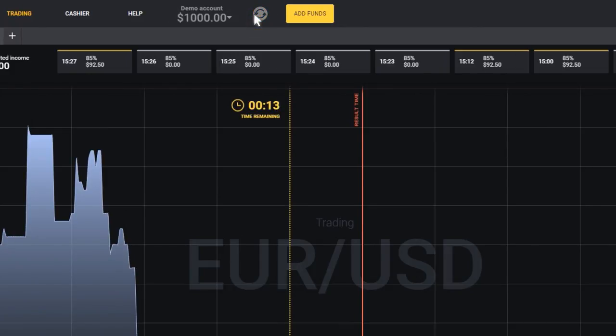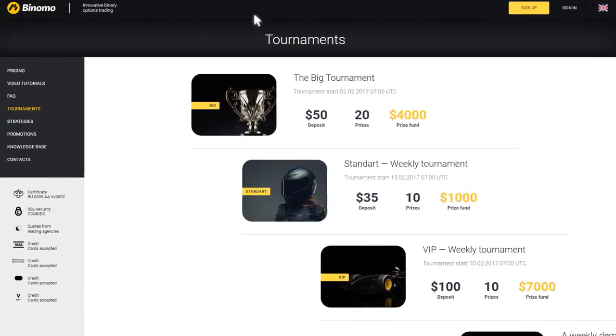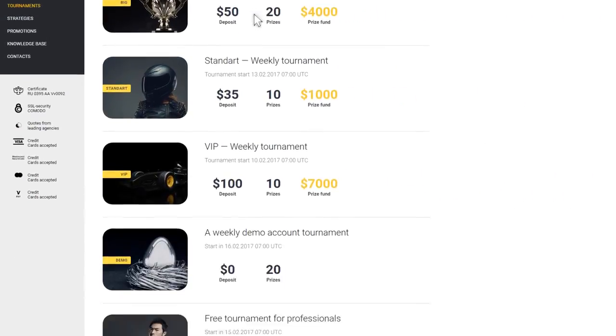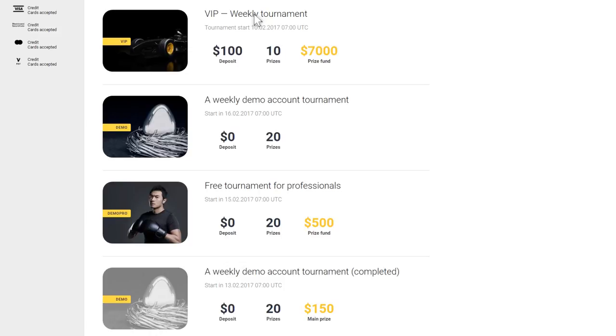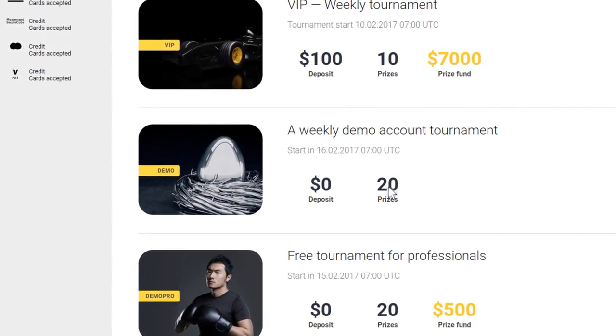The tournament on the demo account allows you to not only get new trading experience and feel the drive of the competition, but also to become the recipient of one of 20 rewards, including the main prize of the tournament, options worth a total of $150. What do you need to do to become a participant in the tournament?